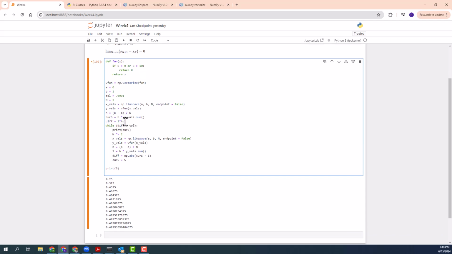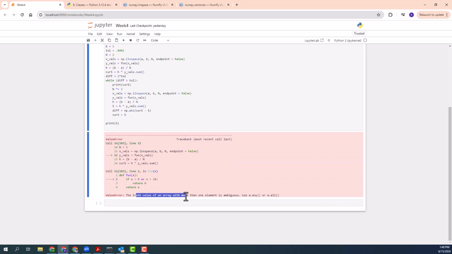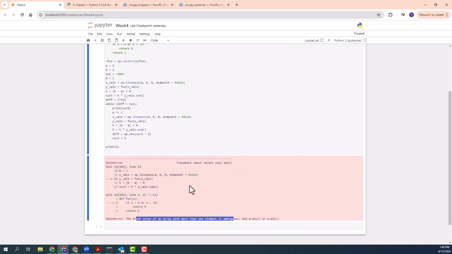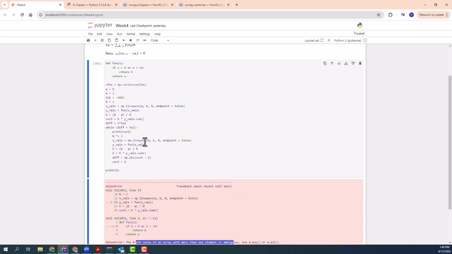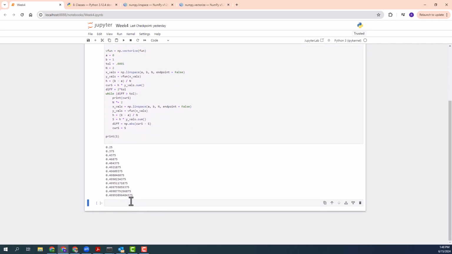If I were to keep this down here as function, I'm going to back up and show you what would happen if we didn't do this vectorization. There's going to be that error message that we saw below that says the truth value of an array with more than one element is ambiguous. However, if we use this vfun, NumPy vectorizes this for us, and we get something that works exactly as expected, and we do.